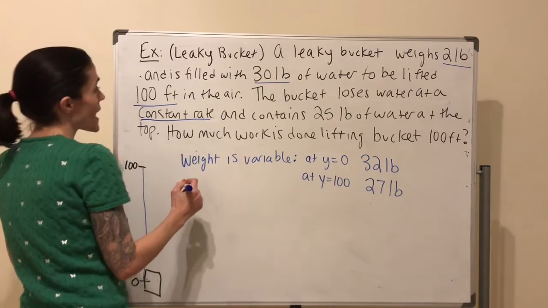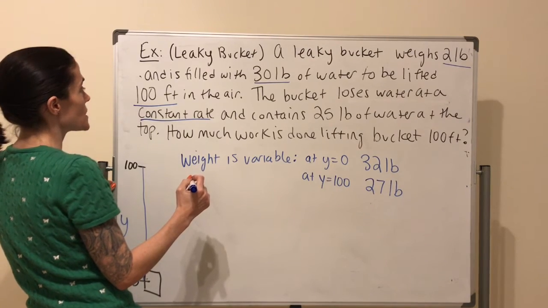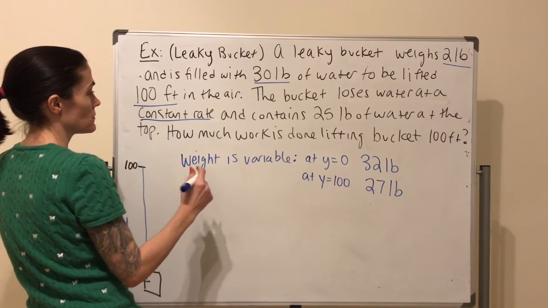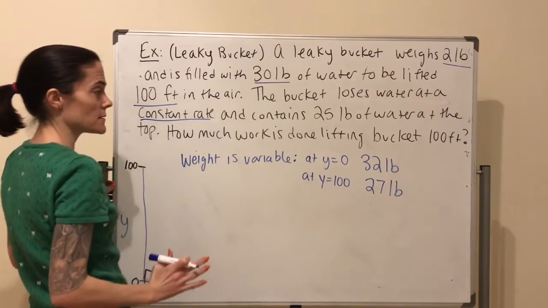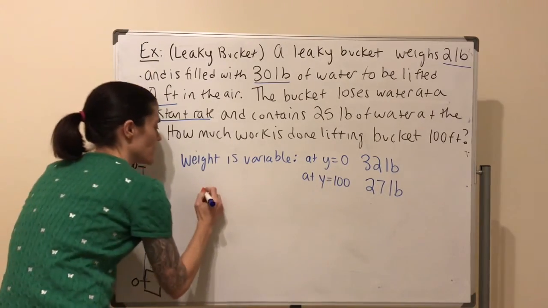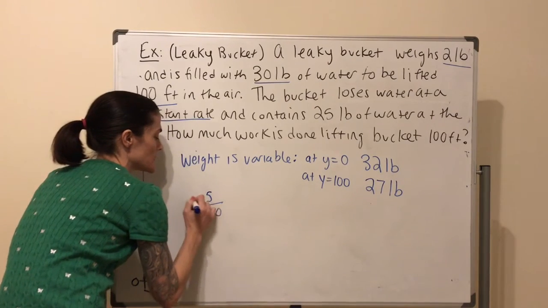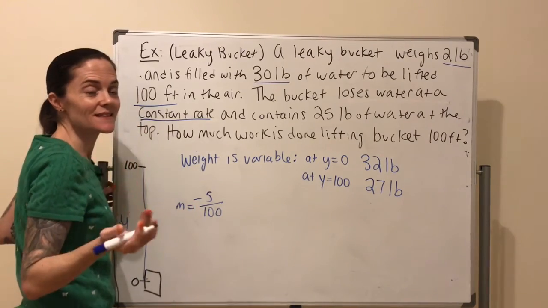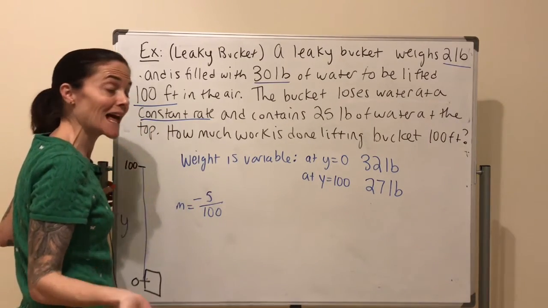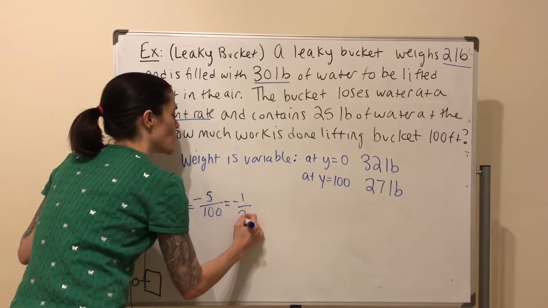Well, my rate over the course of, we have 5 pounds we lose, right? And over 100 feet. So we have 5 pounds per 100 feet. This is a negative. This would be the rate. I'm thinking about this constant rate, thinking a line here. And this is negative 1 over 20.